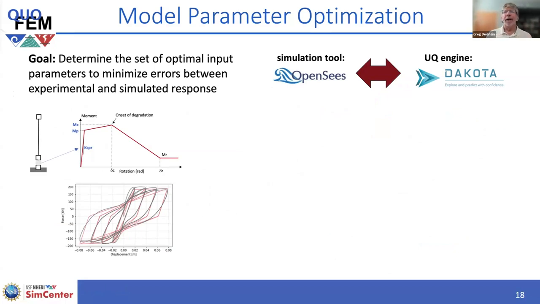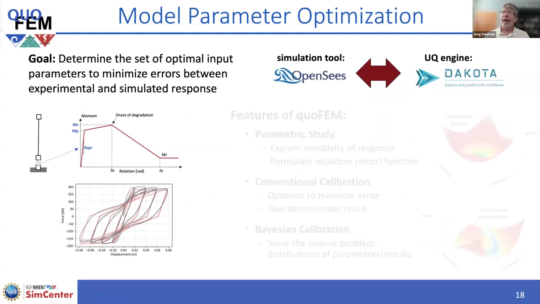Typically, they've done it in an ad hoc way by making estimates of the parameters, seeing how the response varies, and then manually going through that. What we're doing here is coupling the OpenSees tool with uncertainty quantification and optimization algorithms in a toolkit called Dakota, developed by the national labs.